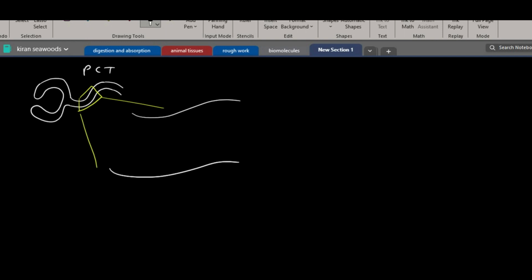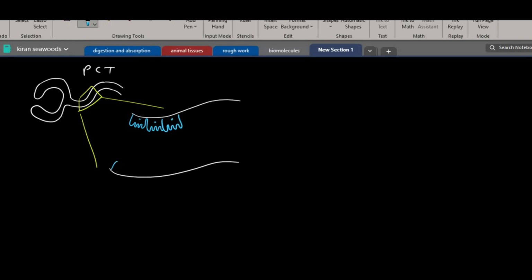So this is PCT. And we are going to zoom this PCT portion. So what do we see in PCT portion? That it is lined by cuboidal epithelium, but not a simple cuboidal epithelium, a special one that contains microvilli.